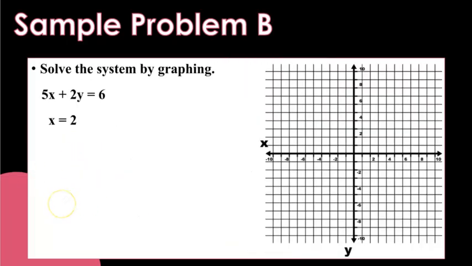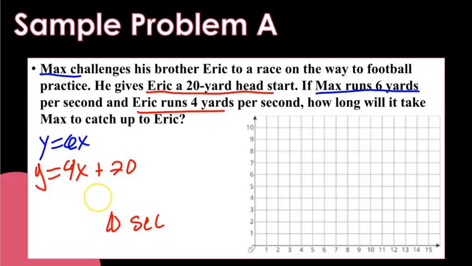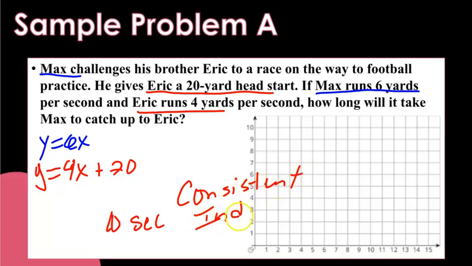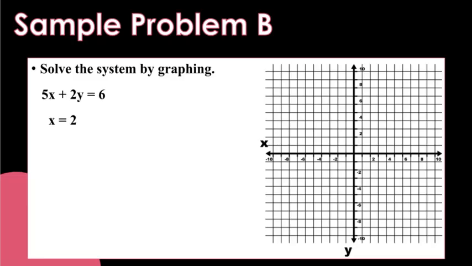Next, solve this system by graphing. Now going back to this other one, since this one gave me an exact point, this would be considered consistent and independent. So two lines cross in one exact spot. Next, x is equal to 2, so I know the point is here. It's going to be a vertical line.